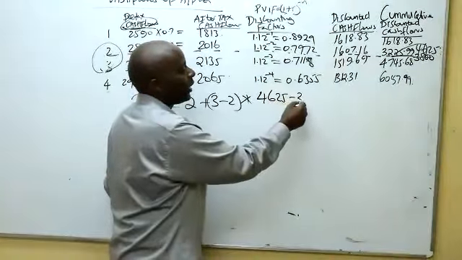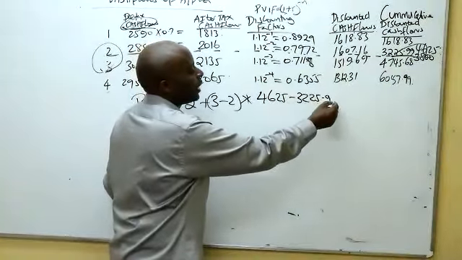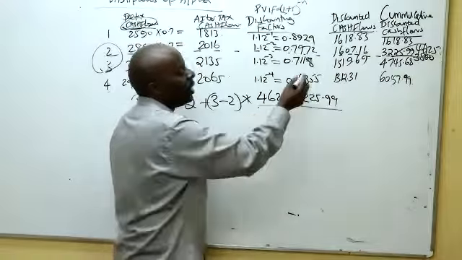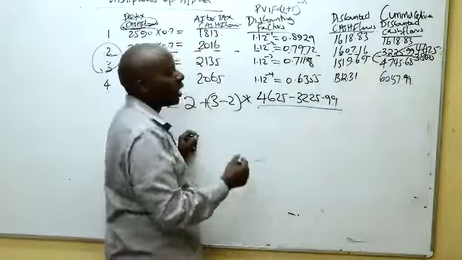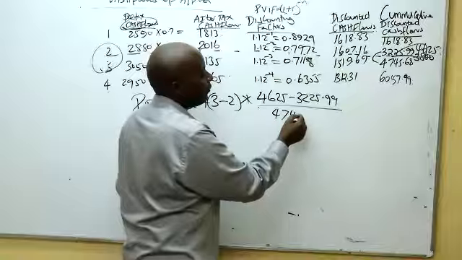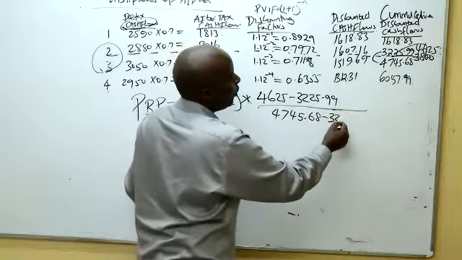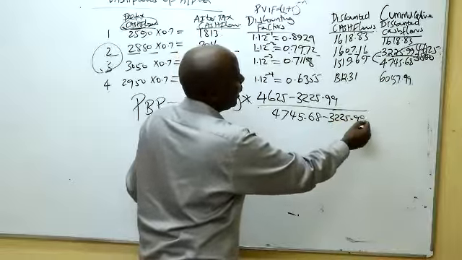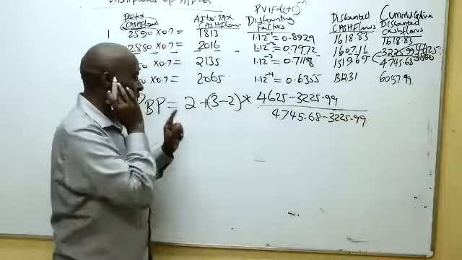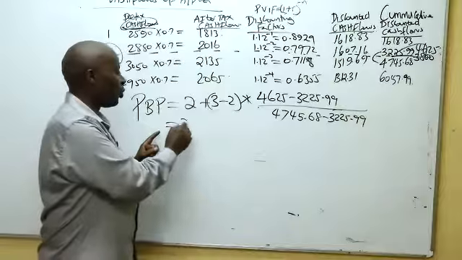So the upper arc we have here is 4625 minus 3225.99, all over the base arc. The base arc, what do we have there? 4745.68 minus 3225.99. So please give me the final answer, but before you reach there, you have to use the pro rata.